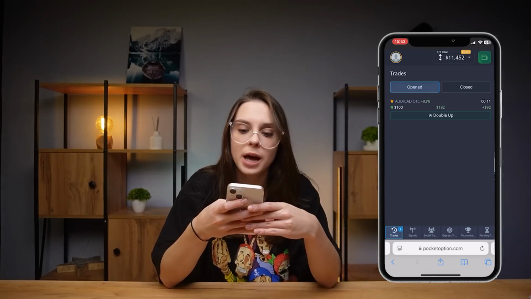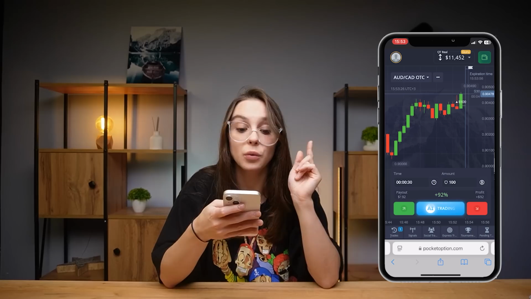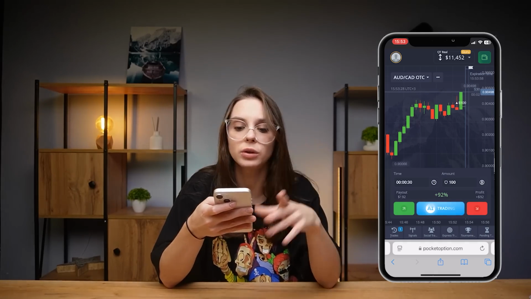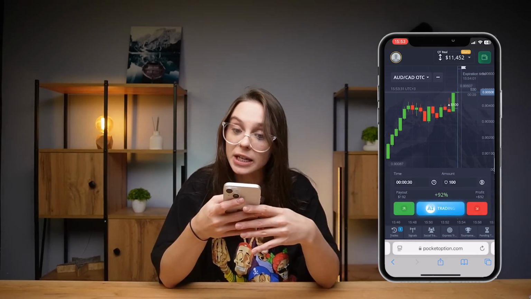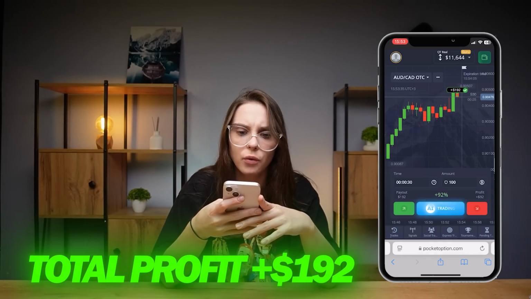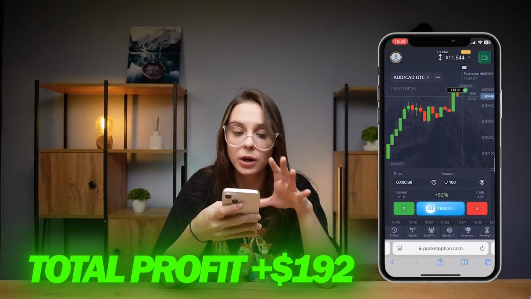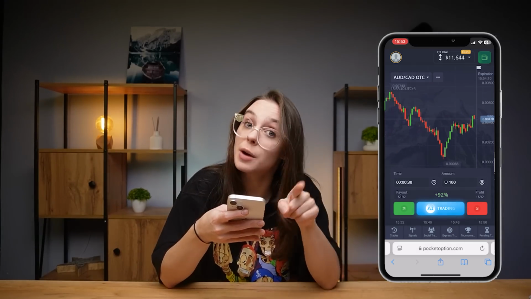Go to the trades tab. Here you can see the timing, the amount of the transaction, potential winnings. Everything is absolutely easy. I repeat, thanks to Pocket Option. It's very well realized. It was probably the best version for phones that I have seen. Meanwhile, the deal closed in plus, guys.